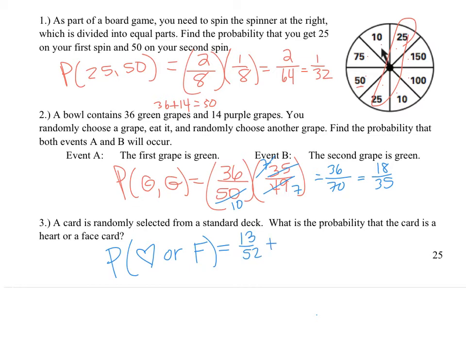Well, face cards are Jack, Queen, King. And there's 4 suits, so there's 12 face cards out of 52. But we have to subtract out the overlap because there are 3 face cards that are hearts. The Jack of Hearts, the Queen of Hearts, and the King of Hearts.